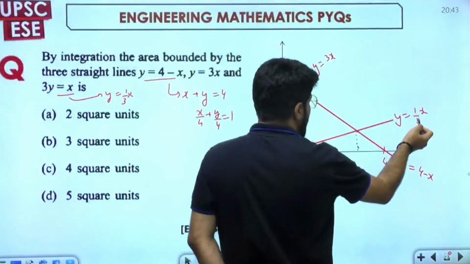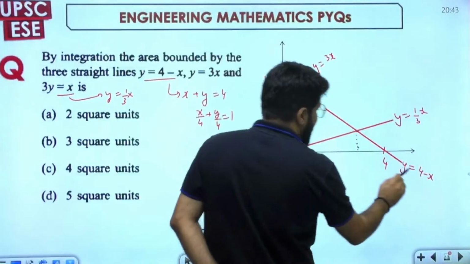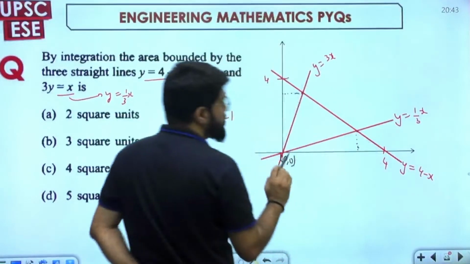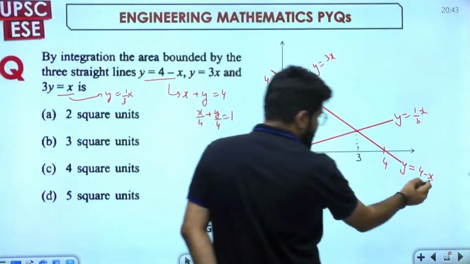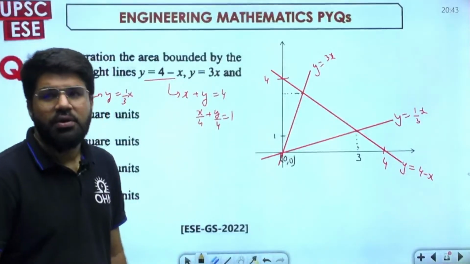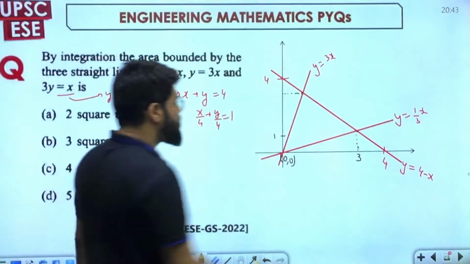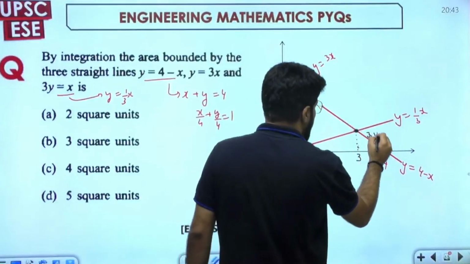If I take a simple value x equal to 3, y equal to 1 will come. And x equal to 3, y equal to 1 is also on this line. So this has to be x 3 and y 1. Got it? Because x equal to 3, here also you get y equal to 1. So easily you can guess this value. So this particular point is known to you, that is 3, comma 1.